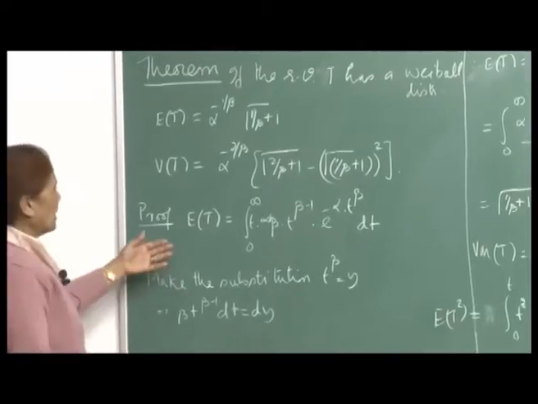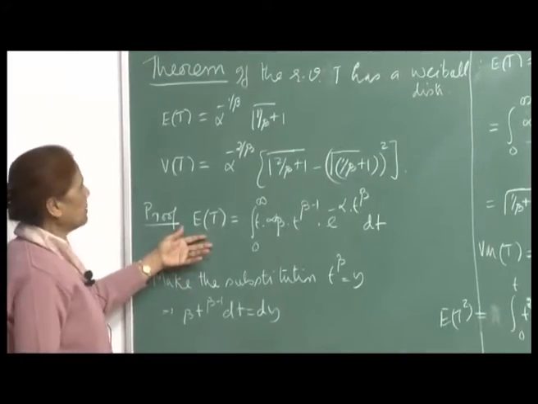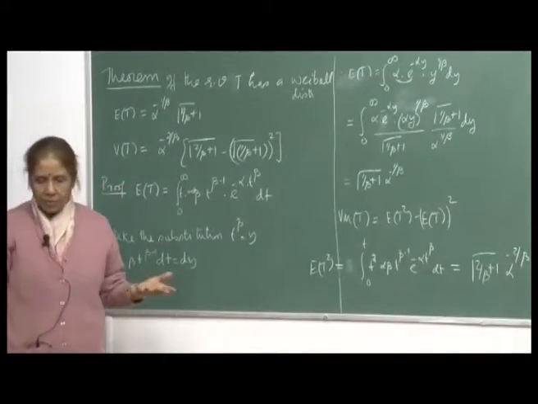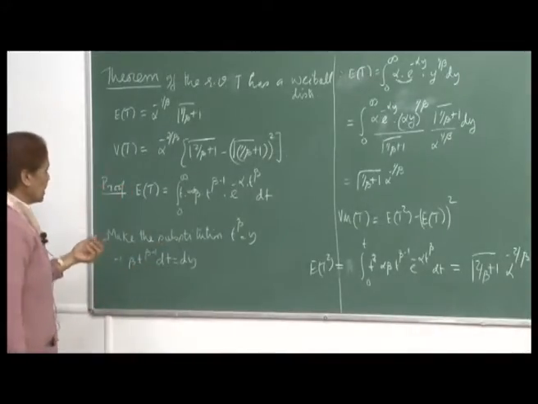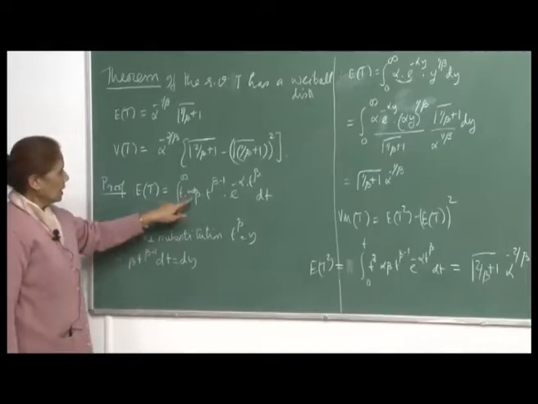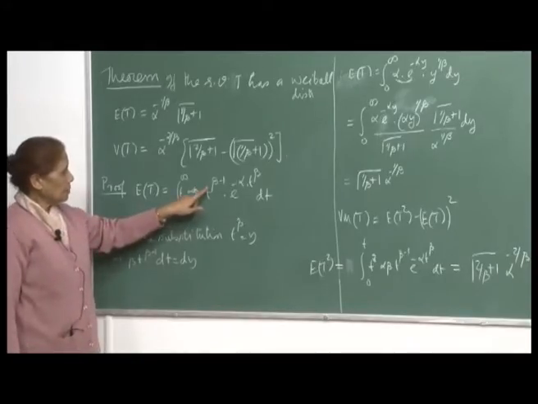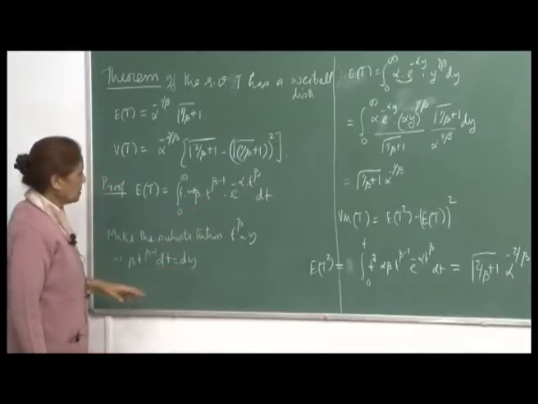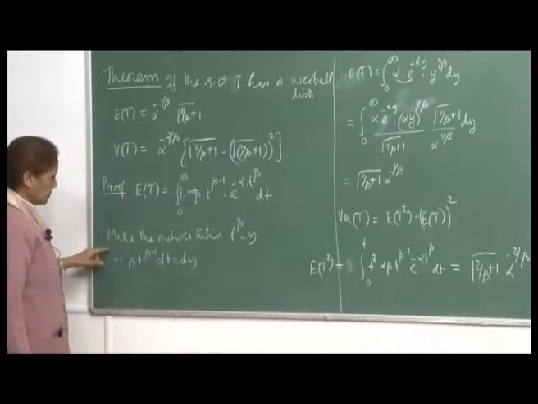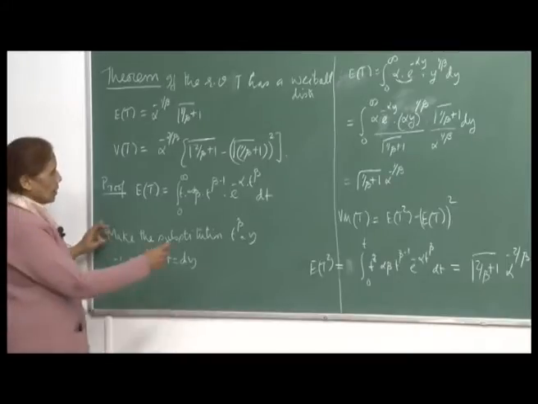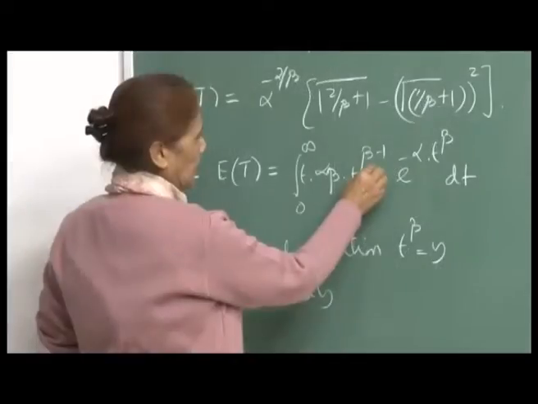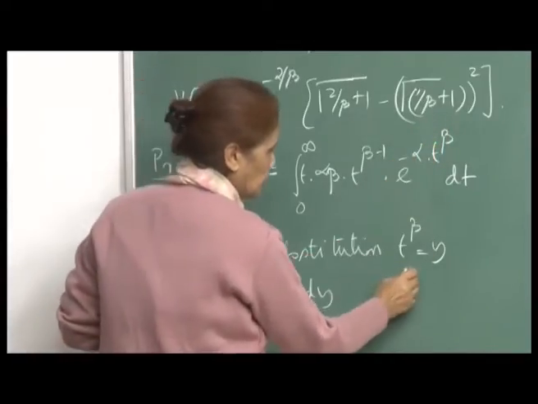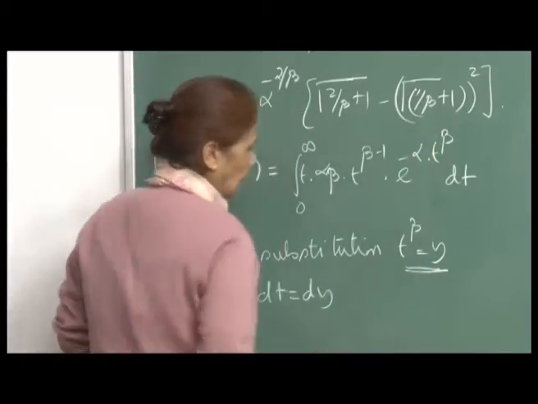Now, just apply it, because we have already computed f(t), the PDF for t when t has a Weibull failure law. Then this is the integral of t into alpha beta t raised to beta minus 1, e raised to minus alpha t to the beta, dt, right. Okay. So, now you can see that there is this t to the beta minus 1 and t to the beta. This prompts you to make the substitution that t to the beta is y.